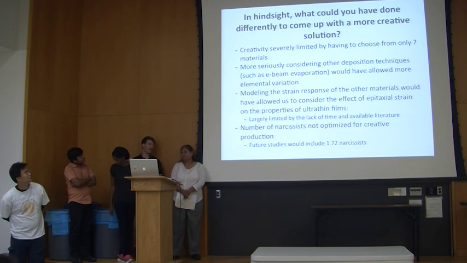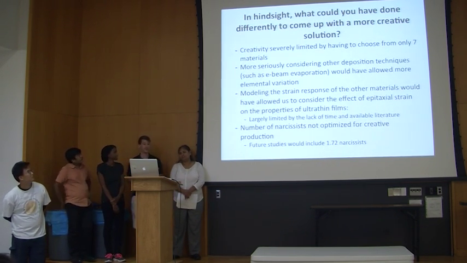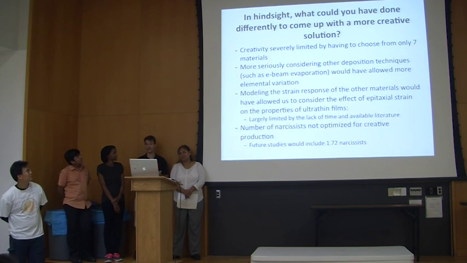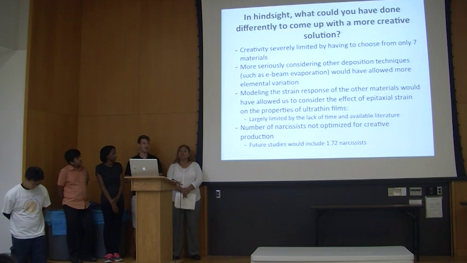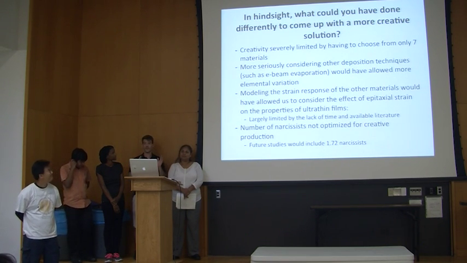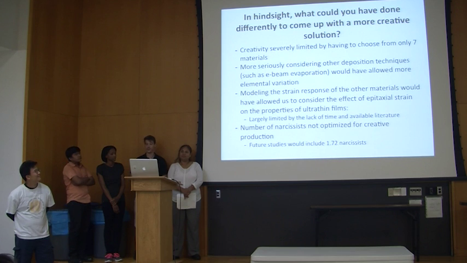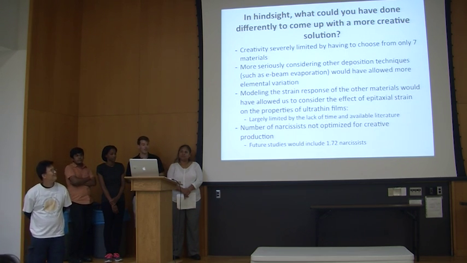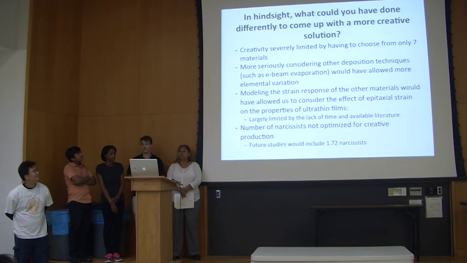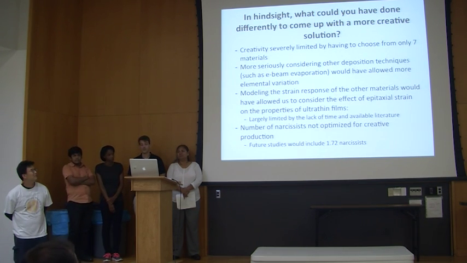Okay, so looking back, in ways that we possibly could have been a little bit more creative. One of the things that really limited us was just the choice of only having 7 materials to go with. If we were given a little bit more material to work with, I think we could have come up with a more creative solution. We probably could have seriously considered other deposition techniques such as E-beam evaporation, which would have allowed us to use different elements. Going with MBE immediately, as you saw, narrowed down our selection to only 3 materials. Another thing that we considered is possibly modeling the strain response of other materials that could have allowed us to rely on epitaxial strain to tune the properties in a way that we wanted to.